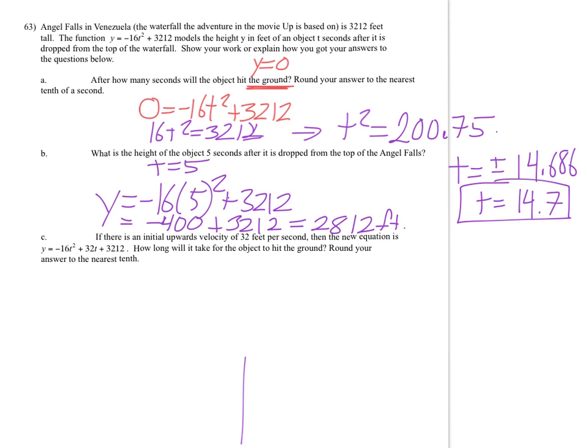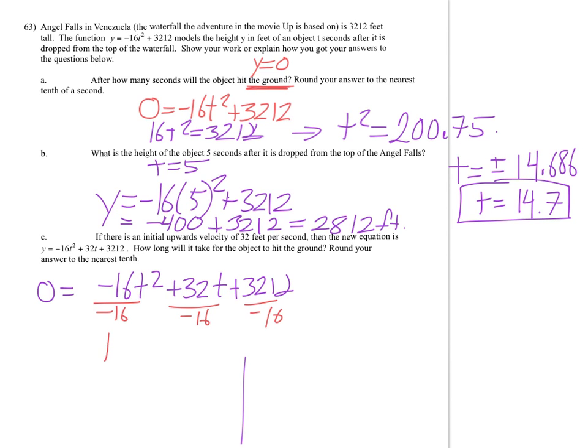And finally, initial upwards velocity of 32 feet per second. How long will it take for the object to hit the ground? So we've got a new lovely equation. Hit the ground is going to be 0 again. Negative 16t squared plus 32t plus 3212. I'm going to clean this up a little bit by dividing everything by negative 16. And we get t squared minus 2t, and 3212 divided by 16, we already did once, minus 200.75.